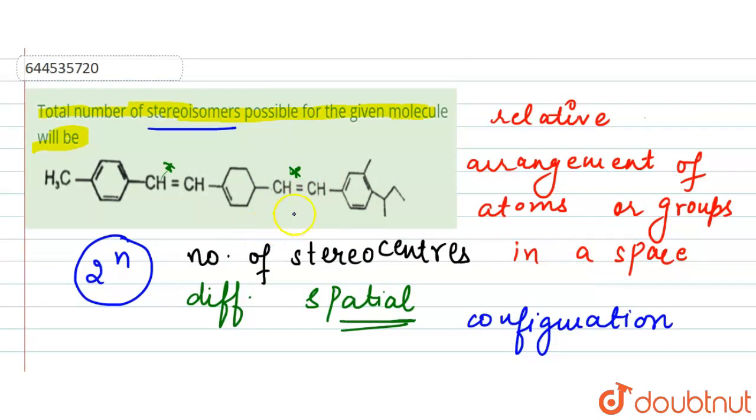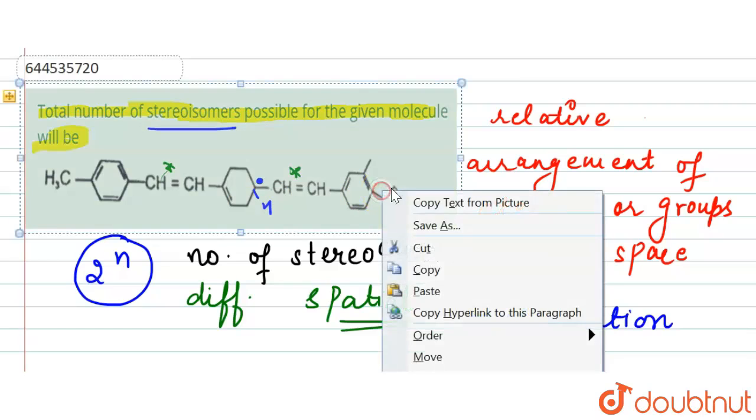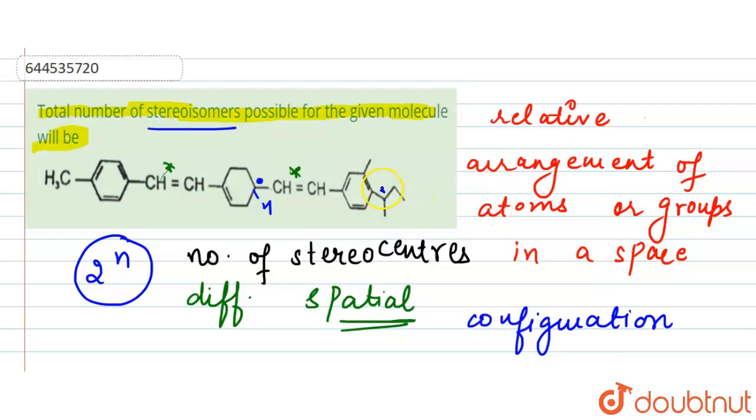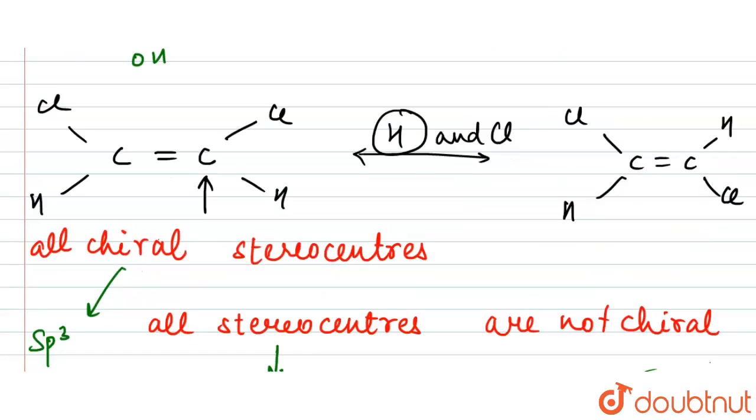Now here, this is our chiral, or we can say stereo center. How? One this chain, one this, one this, and one hydrogen. Similarly, this one is not chiral because here we have two same hydrogens, but this point is a stereo center. So in total we have 4 stereo centers.